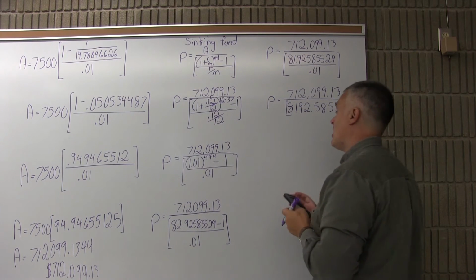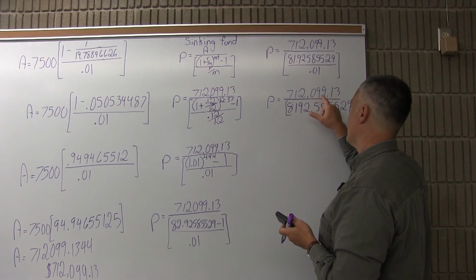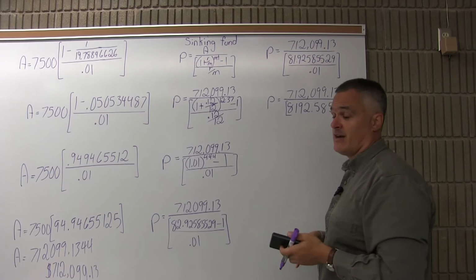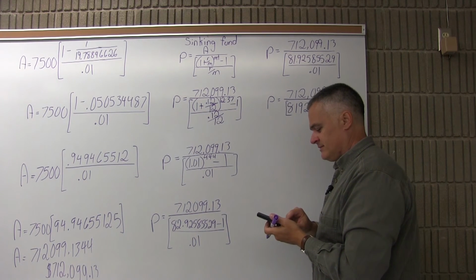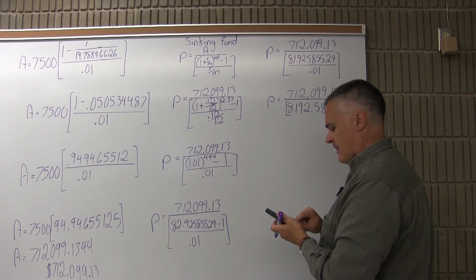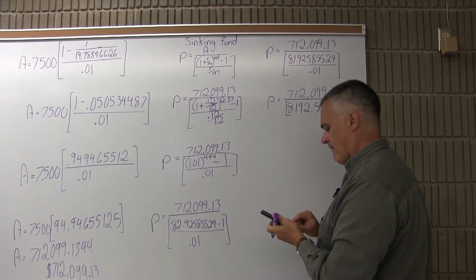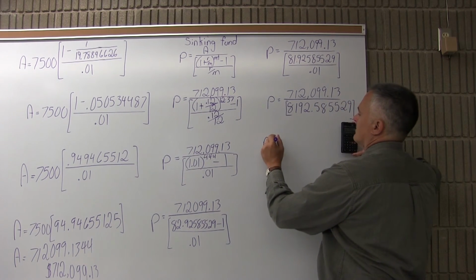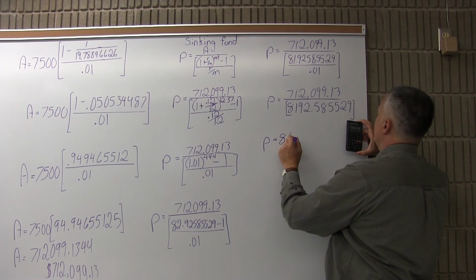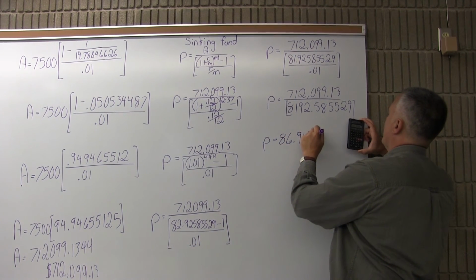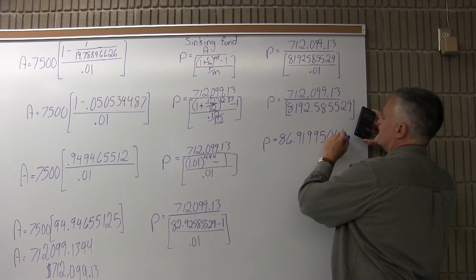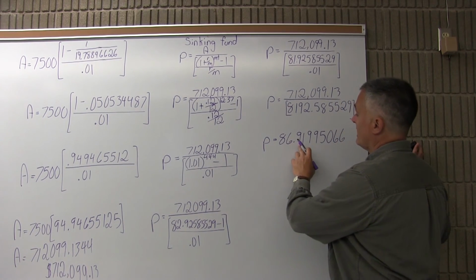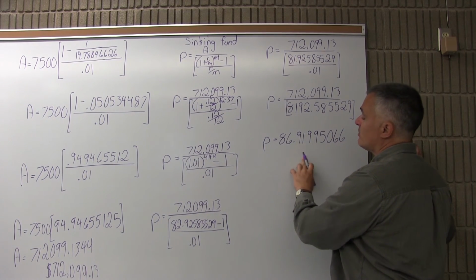So to finish the problem off, I'm going to divide $712,099.13 divided by 8,192.585529, and that'll finish it off. And it comes out to P equals 86.91995066. So again, in terms of money, I don't need to go more than 2 places after the decimal. So the 0.919 something is going to make it 0.92.